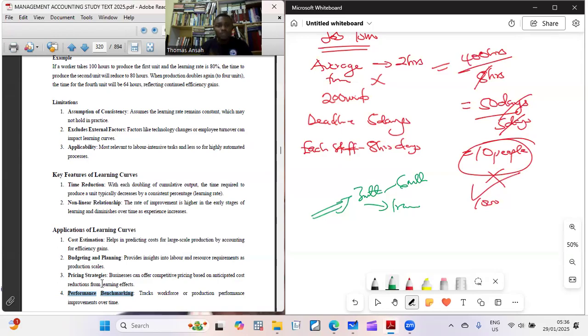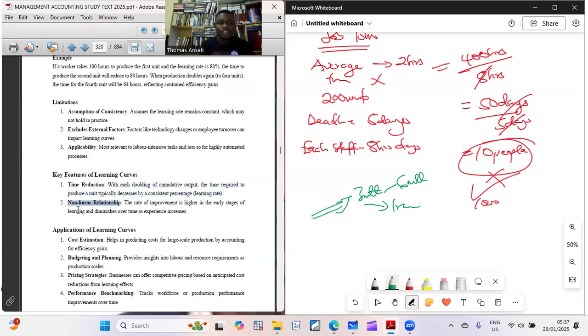So we will use it to improve your time evaluation. Use it to improve your time. All right, so basically, that is that. The key feature is that as the output doubles, at a fixed learning rate, the average time drops.